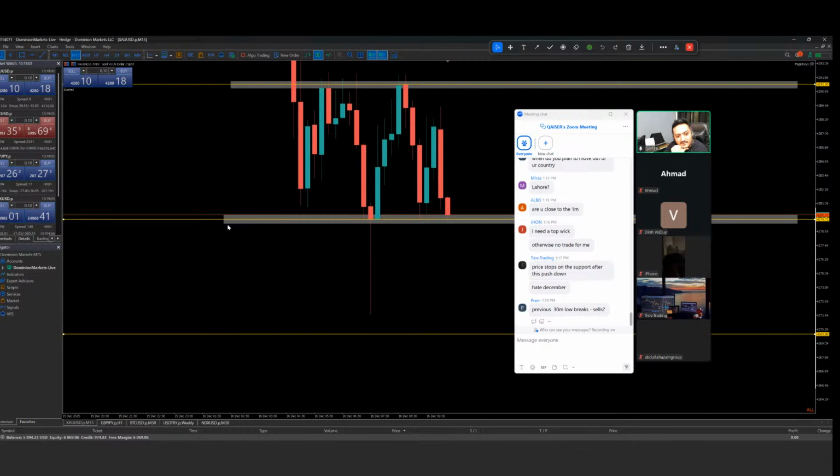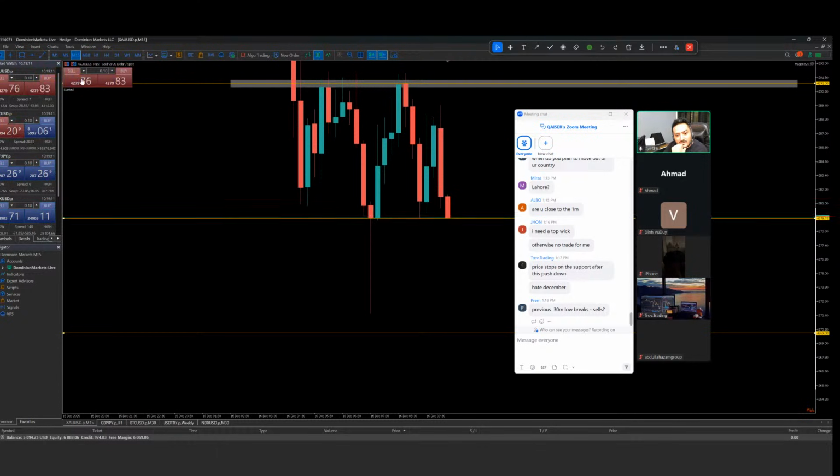Fighting. I just need to remove this thing to see a clearer picture. Here you go. Okay, come on, come on. Fighting. I'm looking at this one closely. It's testing my patience. Man, come on, it just broke the low. Oh, rejecting. Ask price broke the low.